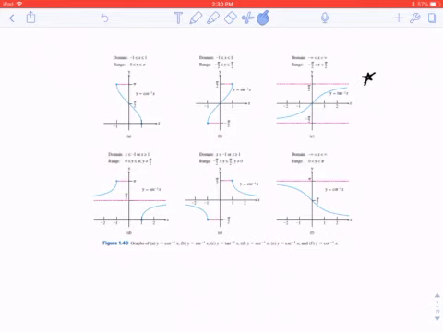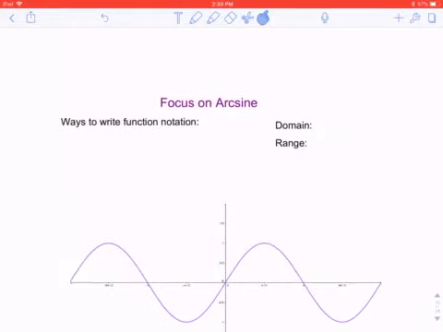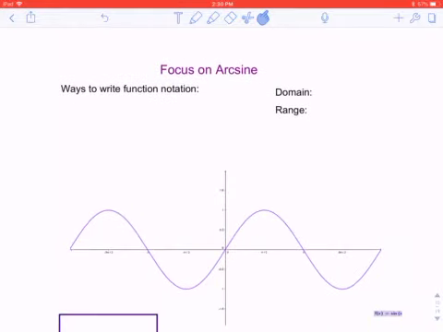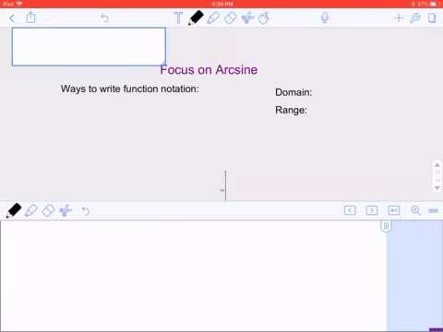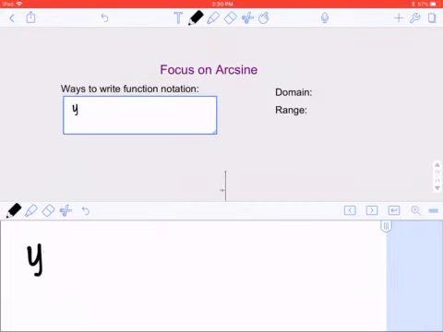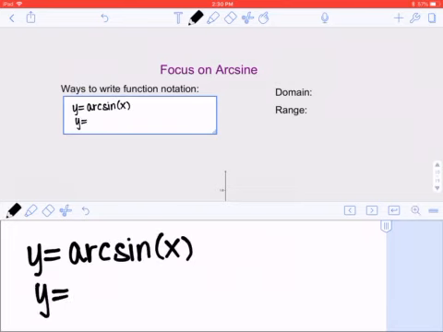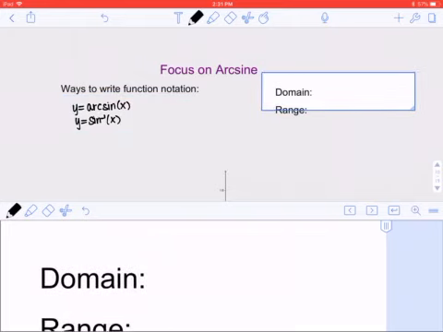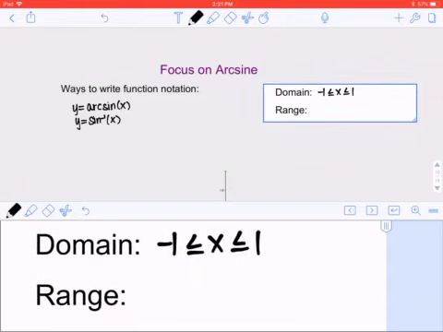Remember, these are just regular trig graphs reflected over y equals x, and then restricted so that they actually form a function. Okay, let's take a little bit of a look at arc sine. Okay, we know that there's a couple different ways to write the notation, so that's not super surprising. And so we can either write arc sine of x, right, or we can write sine inverse of x, same thing. Okay, that domain, -1 to 1, which used to be the range, if you notice, right? And the range is -pi/2 to pi/2.